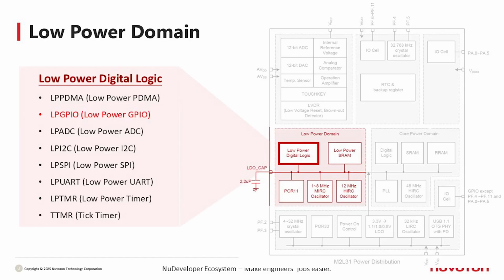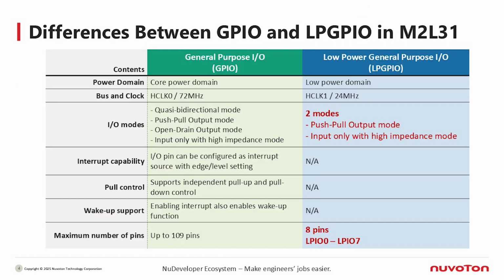In the low power domain of the M2L31 series, there is a dedicated peripheral called the Low Power GPIO. So, what's the difference between the Low Power GPIO and the regular GPIO in the M2L31 series? Aside from having different clock sources, the key difference is that the Low Power GPIO only supports push-pull output mode and high impedance input mode. In total, there are 8 pins that support the Low Power GPIO function.